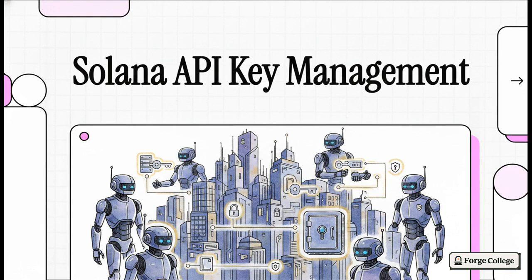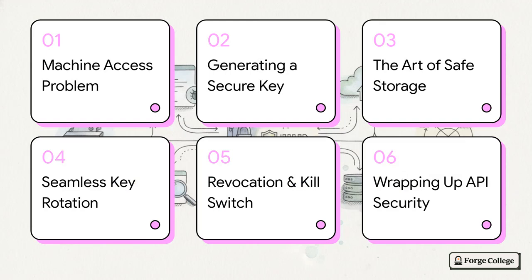We're going to dive right into API key management for Solana APIs, basically figuring out exactly how we secure our machine-to-machine interactions. Here's our engineering schematic for today. We're going to cover the machine access problem, generating a secure key, the art of safe storage, seamless key rotation, revocation and kill switches, and finally, wrapping up API security.